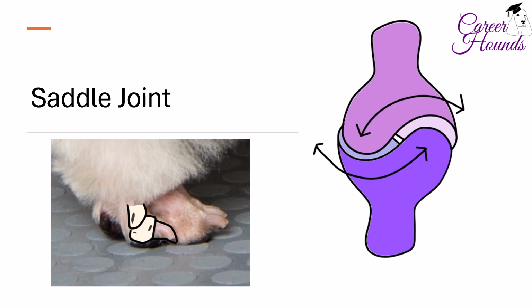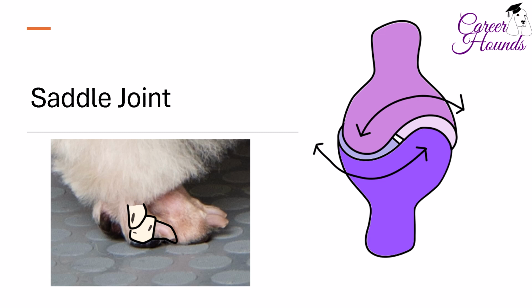A saddle joint is a type of synovial joint that allows movement in two directions, flexion and extension, forward and backwards, and abduction and adduction, side to side, but not full rotation. The bones in this joint have concave and convex surfaces that fit together like a rider sitting on a saddle, providing both stability and flexibility.